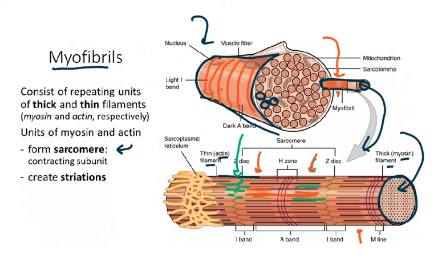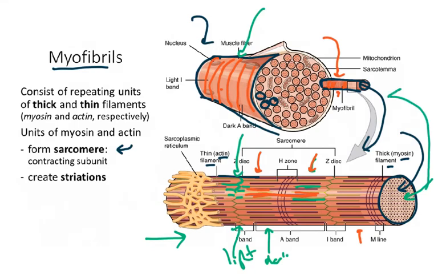So where you have a lot of overlap gives you the dark bands, and where you have a little overlap is going to give you that light band. And this is the striations, the stripy patterns that you see within a muscle or within meat. It's actually because of the overlap of the actin and myosin within the myofibrils that fill the sarcoplasm or the cytoplasm of the muscle cell.